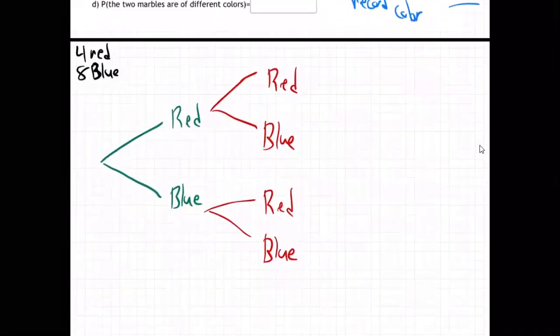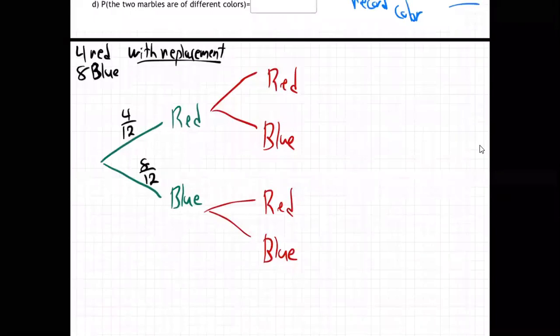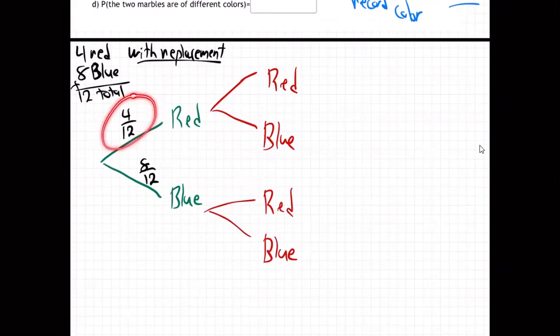Mine's 4 red, 8 blue, and this is with replacement, meaning we're putting back the first marble. So anyway, what's the chance of getting red? 4 out of 12. What's the chance of getting blue? 8 out of 12, right? That makes sense so far. So we have a total of 12 marbles. Let me add that up. Adds up. 12 total for mine anyway. There's 12 total marbles in the bag. So when we reach in the bag, the chance we're going to get red is 4 out of 12, and the chance of blue is 8 out of 12.